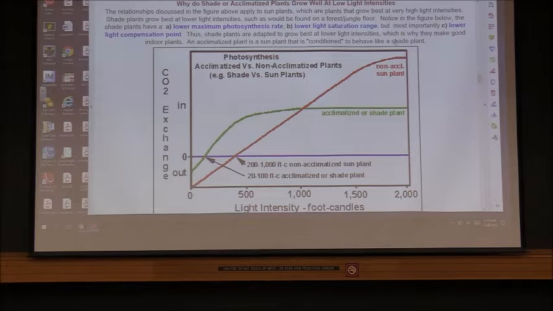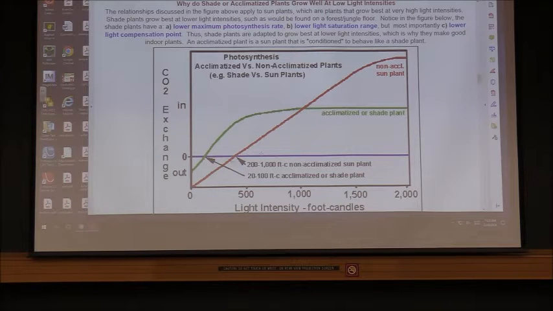That's the sun plant curve. The green line on the board is the shade plant curve. That's its light saturation point. Shade plant. It will carry on reasonable photosynthesis at low light intensity. One reason is it has big leaves, a lot more chlorophyll. But it saturates very low. It saturates at about 600-700 foot candles.